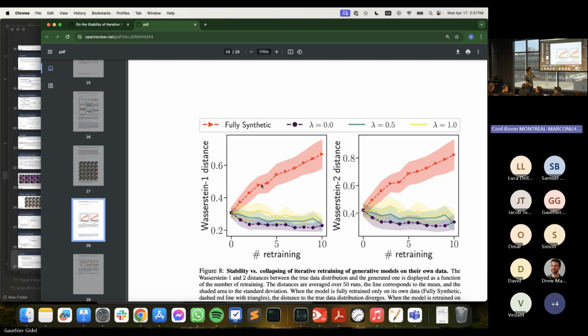Sophie, to answer a question. So we did error bars on, I think this is the 2Moon data set, where we could actually do it with a lot of samples. And actually, for this one, I think the models are so good that they are really matching the distribution very well. And so you really even see improvement, because lower is better for the Wasserstein distance. And yeah, so fully synthetic diverges, and lambda 0.5 or 1 remains stable.